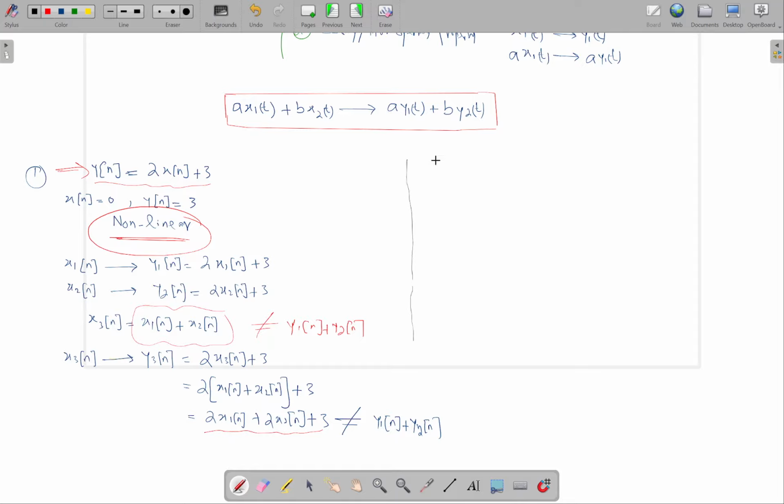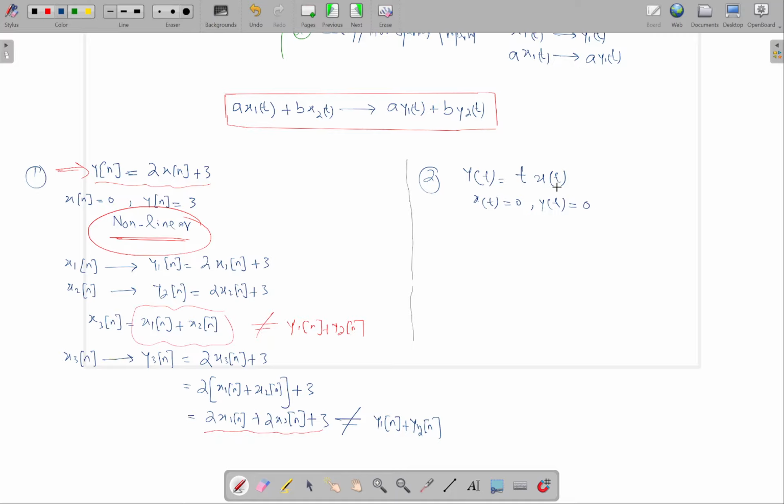So the second example is, let's say my system is represented with this equation, y(t) = t times x(t). Again, what we can do is check the 0 in 0 out property. If you apply it, what you can see is if x(t) is 0, then y(t) is also equal to 0.